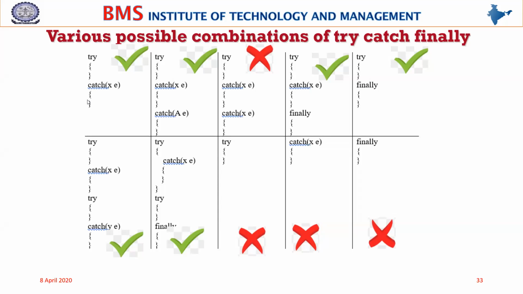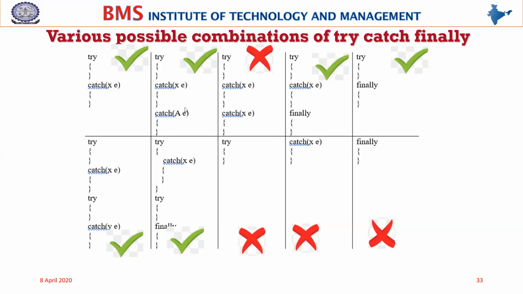Definitely yes, it's valid code, because for any exception that your try block raises, we have written a catch block to handle that particular exception. Coming to the next possibility, you have a try followed by a catch and another catch. In the last class we discussed that if the code inside the try block raises an exception, you can write multiple catch blocks. Say this is one exception type, and this is another exception type.